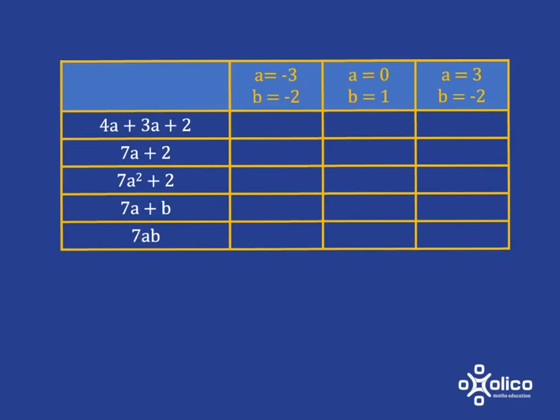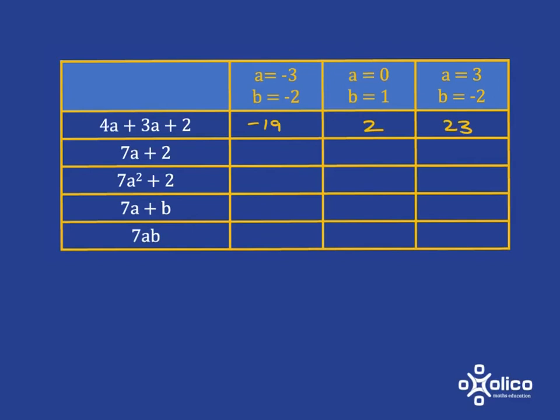So for example, when a is -3 and b is -2, let's look at this. Well, we don't have to worry about b because there isn't a b in this one. So a is -3. We're going to get 4 times -3, which is -12. Then we're going to get 3 times -3, which is -9. -12 plus -9 is -21. And then we have to add on 2, so we're going to get -19. When a is 0, we're going to get 0 plus 0 plus 2, which is 2. And when a is 3, we're going to get 12 plus 9, which is 21, plus 2, which is 23.